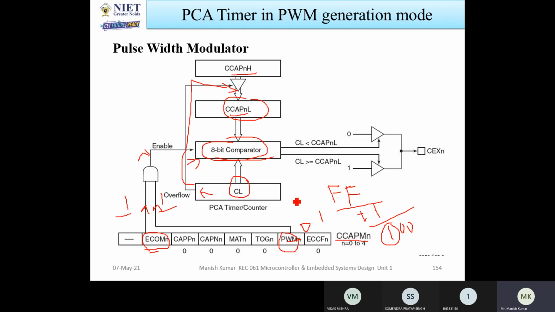to the CL registers. Now if you are comparing with this 8-bit comparator, there are two conditions: either CL is less than CCAPnL, or CL is greater than or equal to CCAPnL. When CL less than CCAPnL is satisfied, then output 0 is fed to the CEXn pin. When CL is greater than or equal to CCAPnL, then 1 is applied to the output at the CEXn pin. So when it is applying 0 and when it is applying 1, like that you are going to generate the wave.